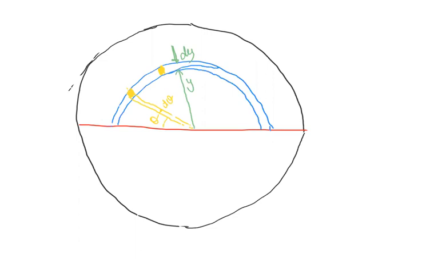Right? So the thickness of this element is r d theta, and the breadth of the element is equal to dy. Now the thing that you have to realize and be careful about is that it will be y d theta. Sorry.